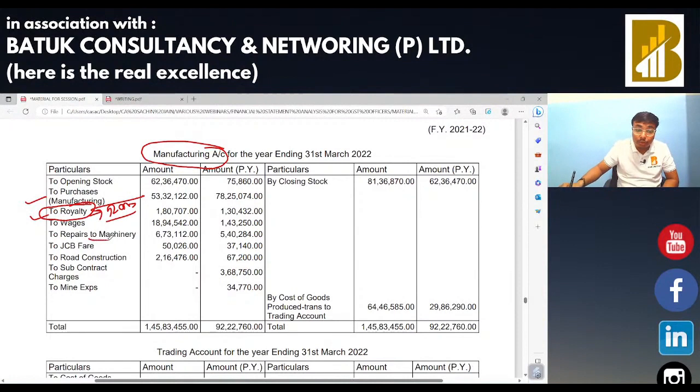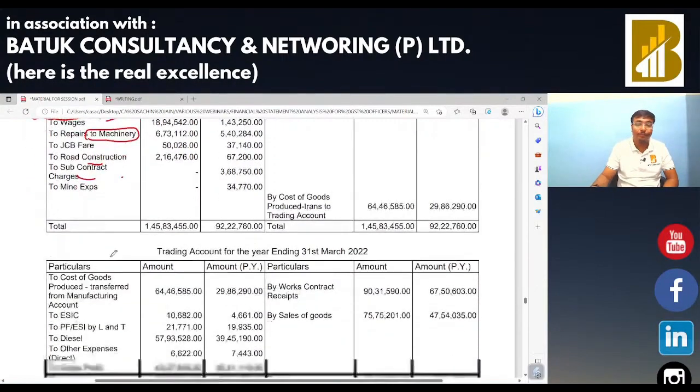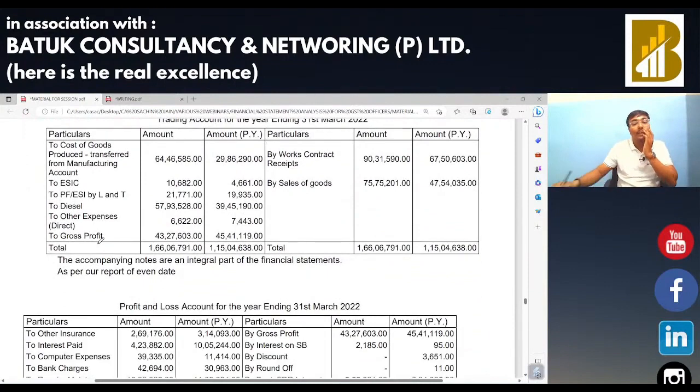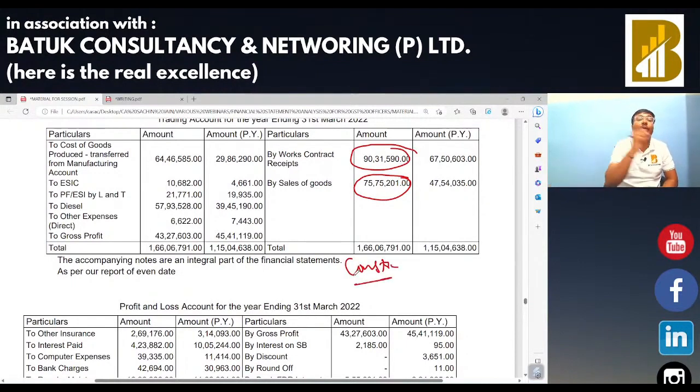Repair of machinery. In case of repair of machinery, GST will be available. So the party can claim the input tax credit on that machinery. Road construction expenditure, subcontract expenditure, there is no issue with that. Now, sir, sales of goods 75 lakh 75,201 and works contract receipt are there. This is the specific case study related to a construction contractor.